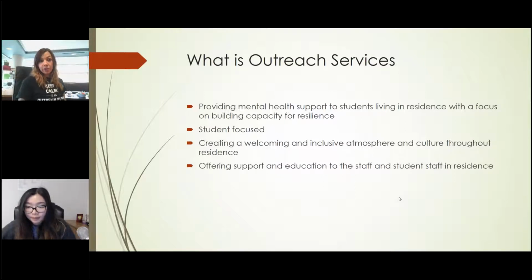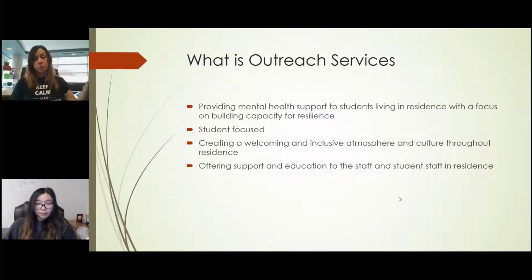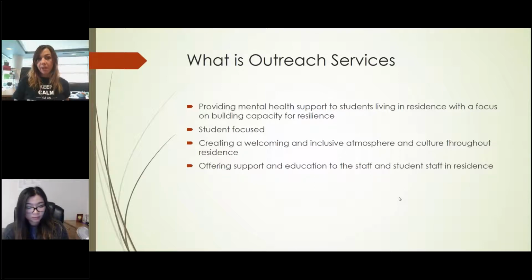So what is outreach services? In a nutshell, it's student directed, as we'll see most mental health supports are. The focus, again, is really working with students in residence regarding any mental health concerns. So that may be students coming in that already have a diagnosable mental illness. This may be students who are in their age of onset that are developing symptoms of mental illness as they're coming in. But aside from the illness piece, we know that we all have mental health.